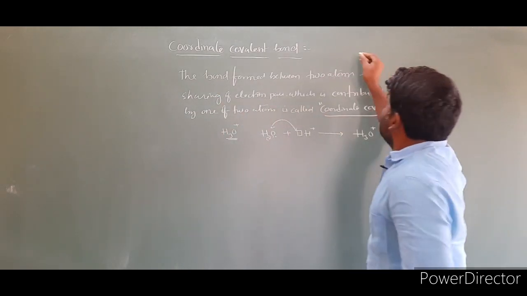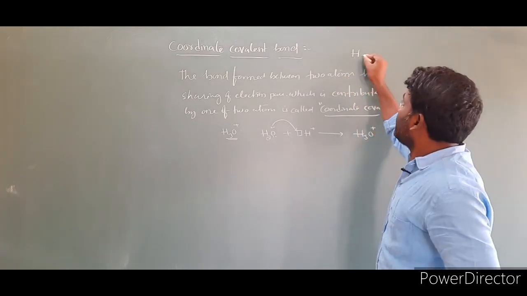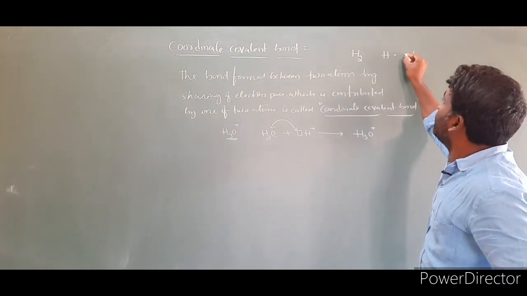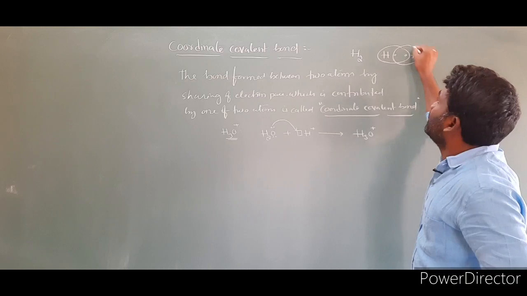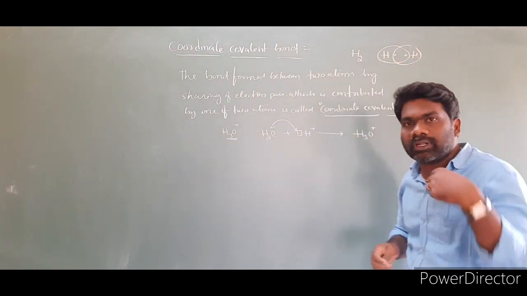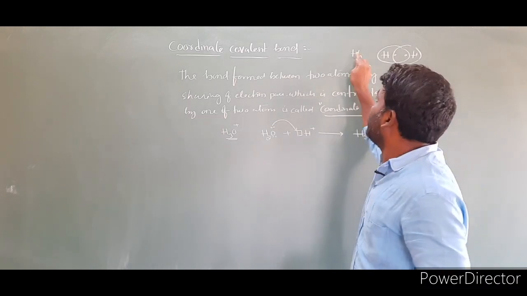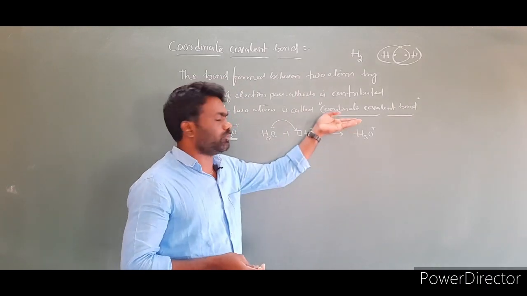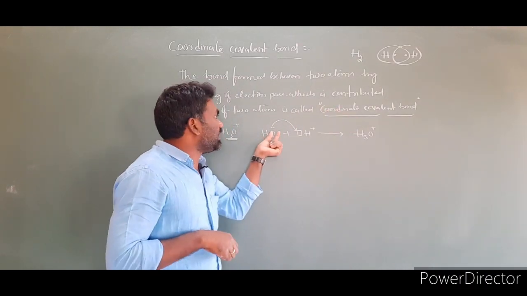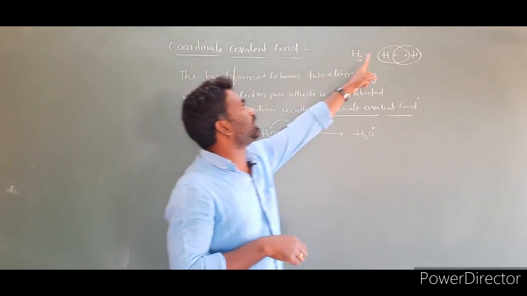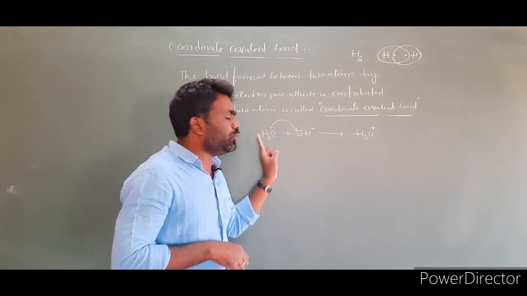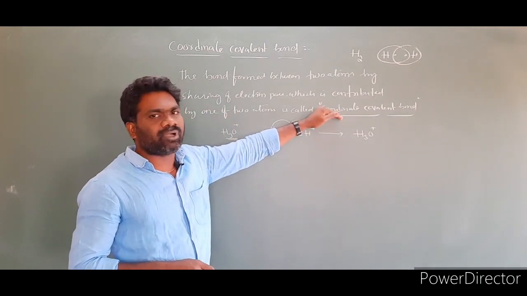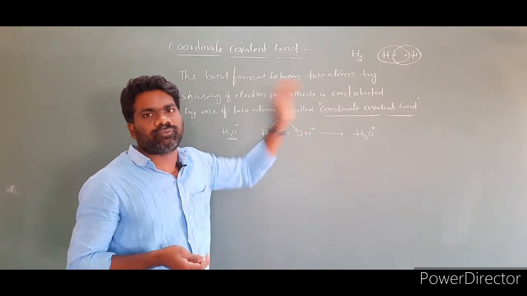I will take an example. I am taking H2 molecule. If you take H2 molecule, this hydrogen contributes one electron and another hydrogen contributes one electron, both will share. Both are contributing, both are sharing. That is covalent bond. But coordinate covalent bond is a special type of covalent bond. But what is the difference? One atom is donating, both are sharing. Here both are contributing, both are sharing. Here only one contributes, both will share. That is the difference. But it is also a type of covalent bond. Coordinate covalent bond is a special category of covalent bond.